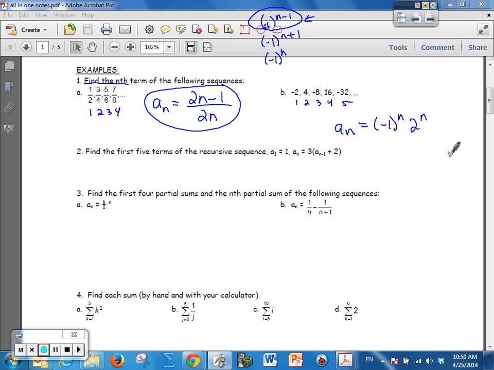Negative 1 to the n times 2 to the n. Okay, we okay with that? Like I said, this is the hardest part of the lesson right here, generating these. Once we get past this, it's going to be easier. Questions?